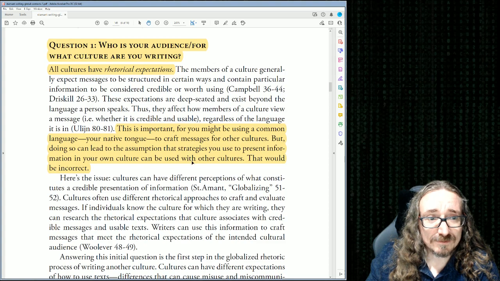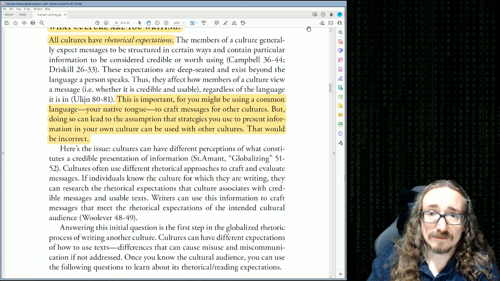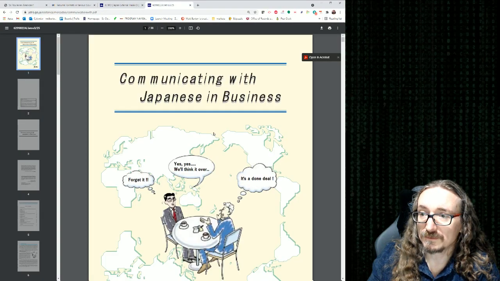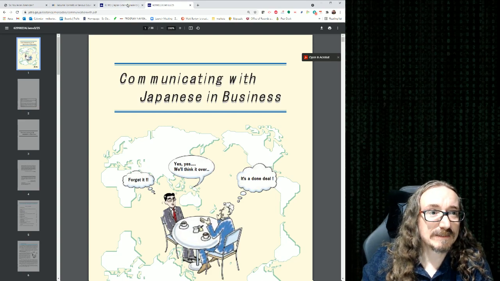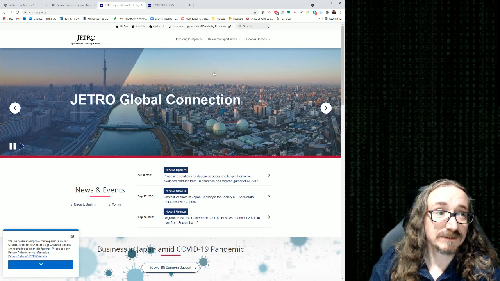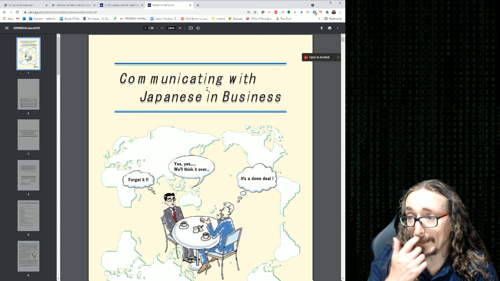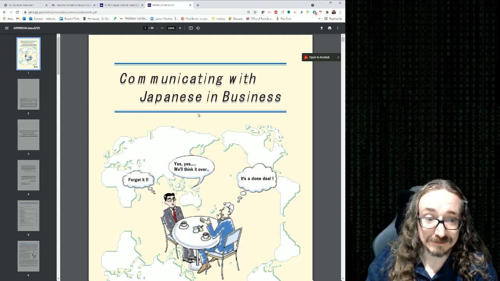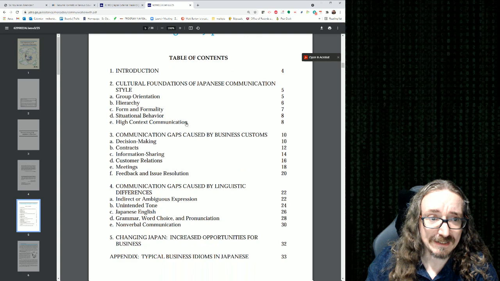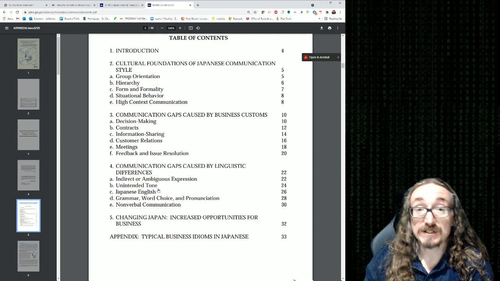So all cultures have rhetorical expectations or different things they're looking for. Could be everything from, let me just show you something quick here. Coming back to this context. What's the name of this? Japan External Trade Organization. So the Japanese government has all kinds of information on this website, JETRO. And part of it is this guide called Communicating with Japanese in Business. So this is put out by the Japanese government. And it goes through a lot of communication information, situational behavior, formality, unintended tone, ambiguous expressions.